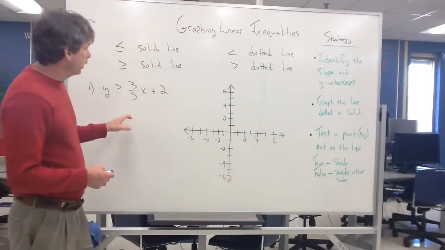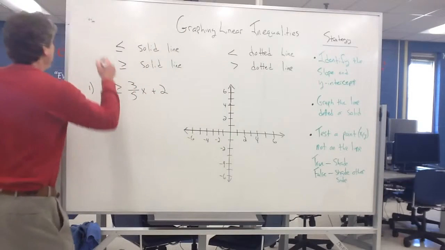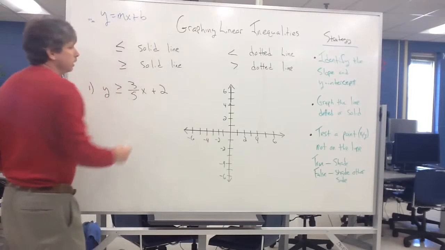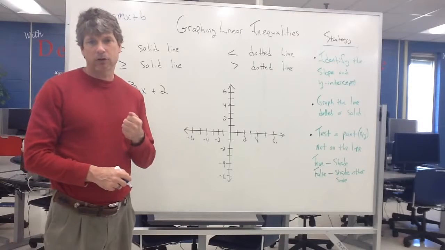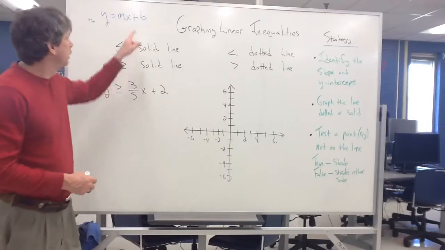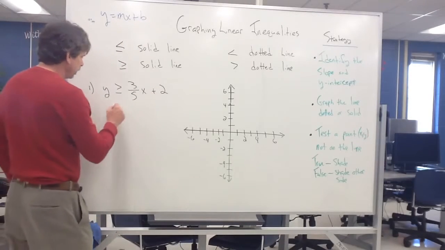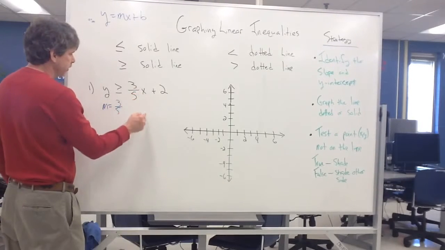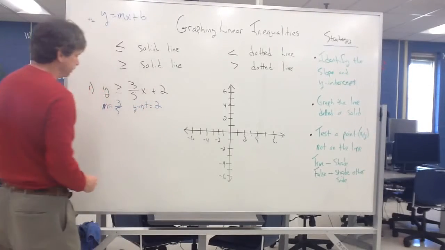So, as our strategy said, we want to identify the slope and the y-intercept. And remember, we have y equals mx plus b. If an equation has that y isolated, then that coefficient of the x is described as our slope, and that constant, that b, is considered our y-intercept. So we pick up on that m is equal to 3/5. That's our coefficient in front of x. And our y-intercept is equal to a 2.